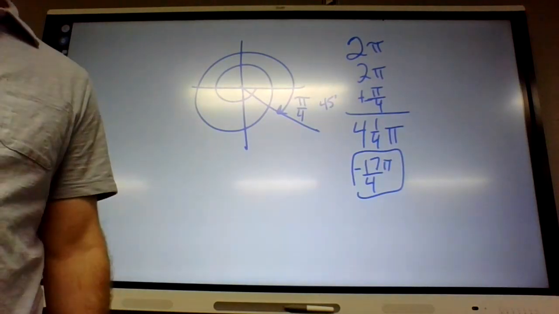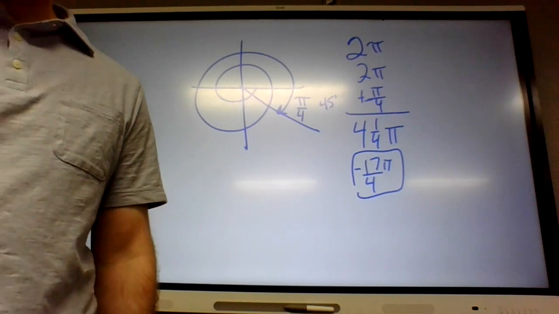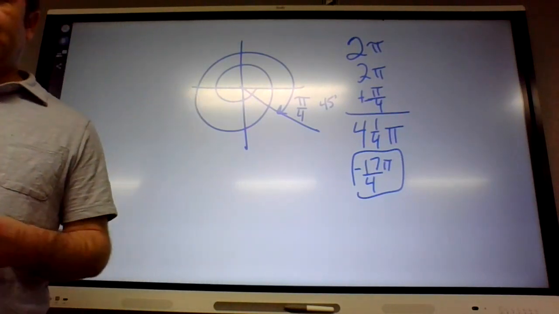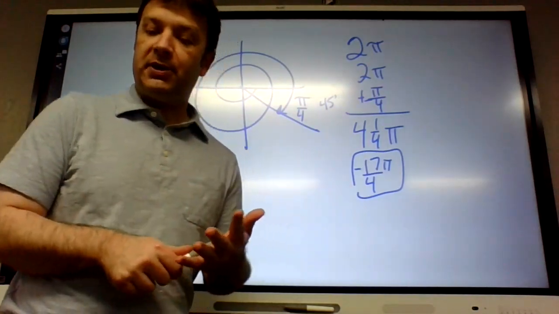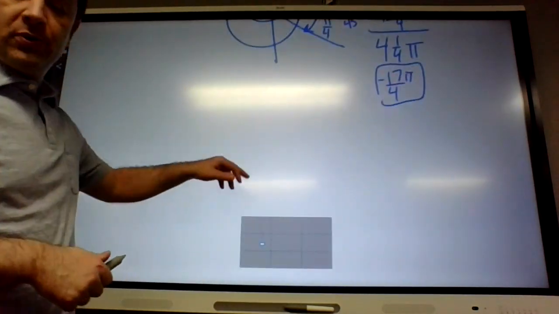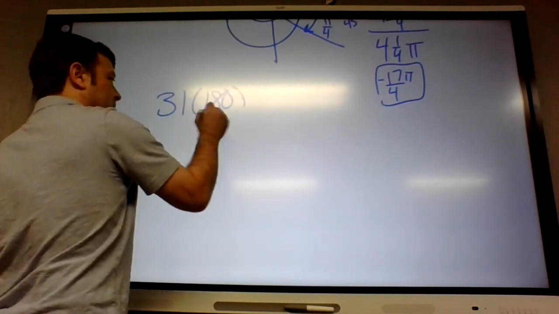Okay. Let's do 17, and we'll call it good. I would start by converting it, just like we did on 13. I would start by converting it to degrees. So what's 31 pi over 18 in degrees?